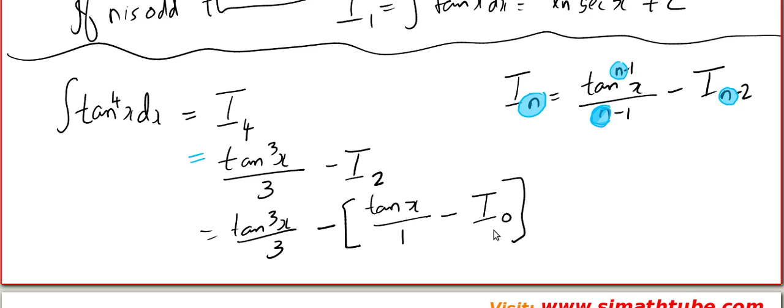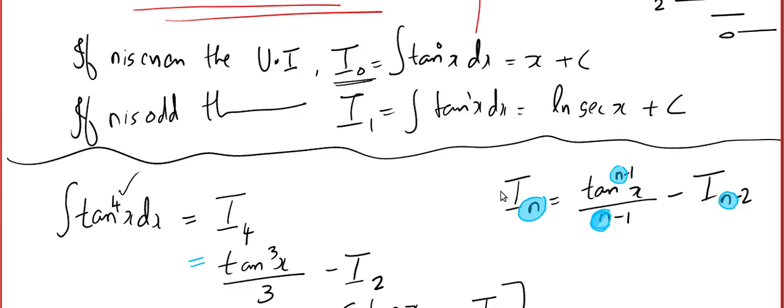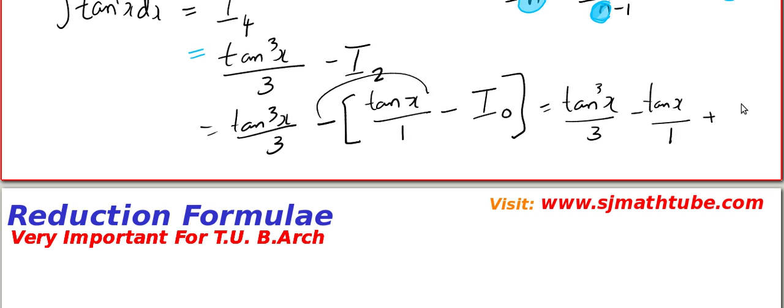Okay, we have the ultimate integral, because I told you whenever you start with an even number, ultimately you will reach I_0, and that is x. So we get the answer tan cube x by 3 minus tan x by 1 plus, because minus and minus will be plus, x plus c. Isn't it really easy?